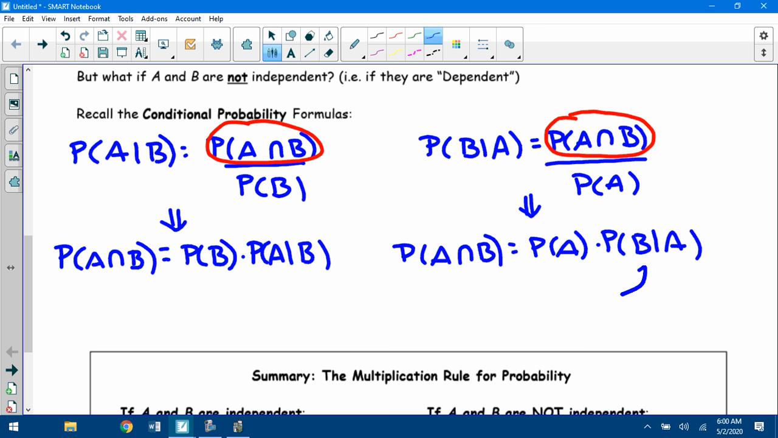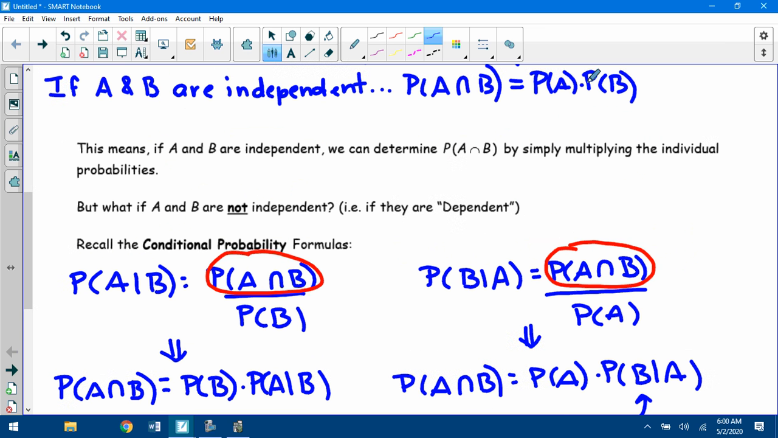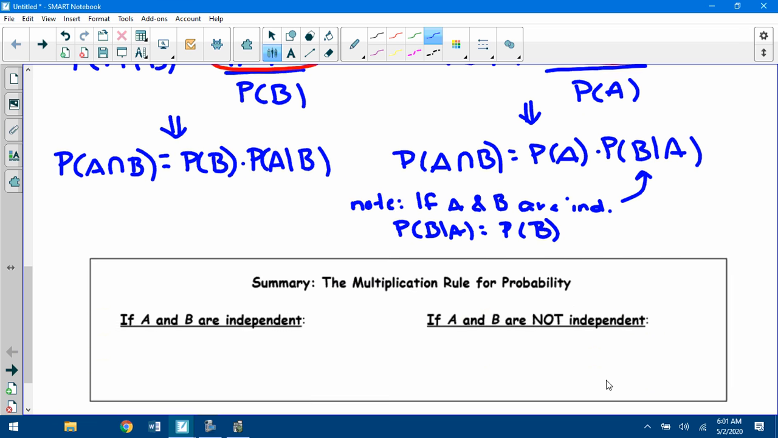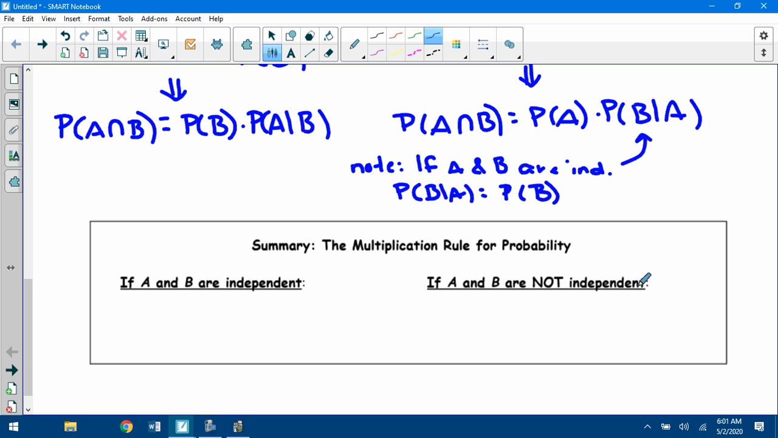Now note, this kind of ties in with what we just set up here also. If A and B are independent, probability of B given A is just the same as the probability of what? B. So then I have the formula I had a second ago, probability of A times probability of B. So this kind of brings us down to the multiplication rule for probability. If A and B are independent, you're going to take the probability of A and B and say that's just probability of A times probability of B. So you're just going to multiply the two probabilities together.